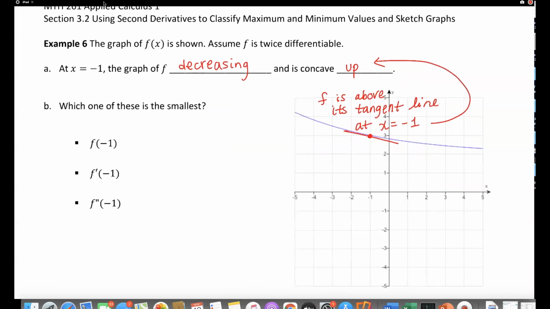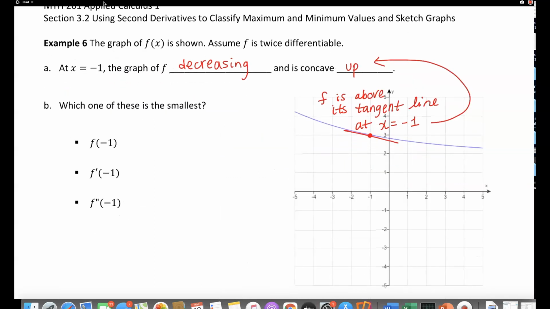Okay, now which of these is the smallest? Let's take a look at the first one. They're asking for f of -1. I know how to find it. It's just a function value. We have a point at -1, 3. So f of -1 is positive 3. I know what it is.